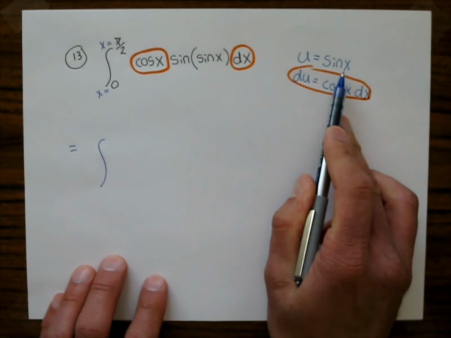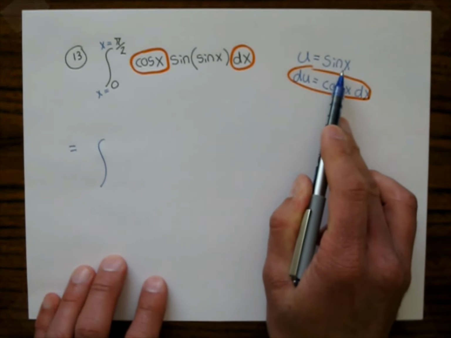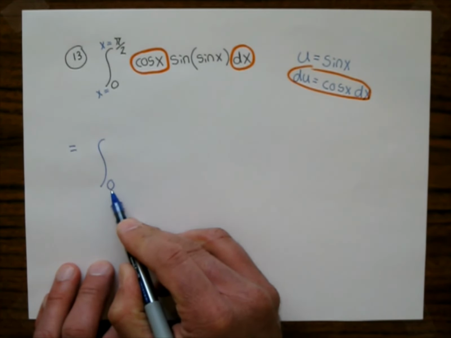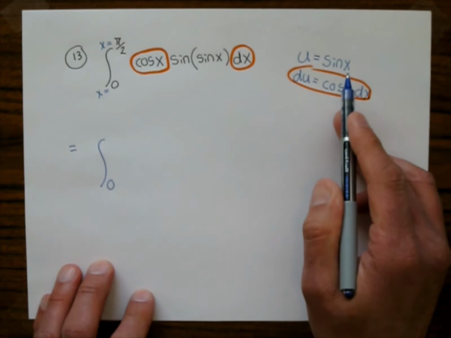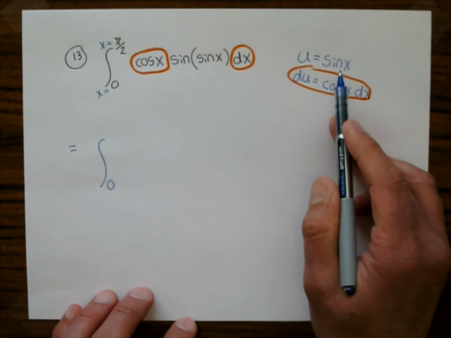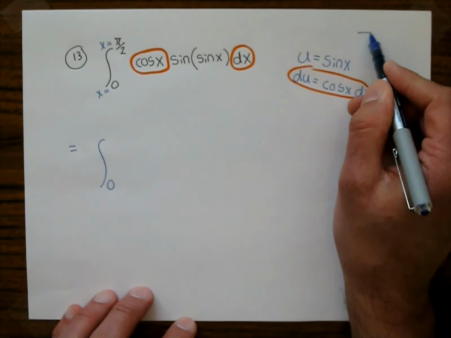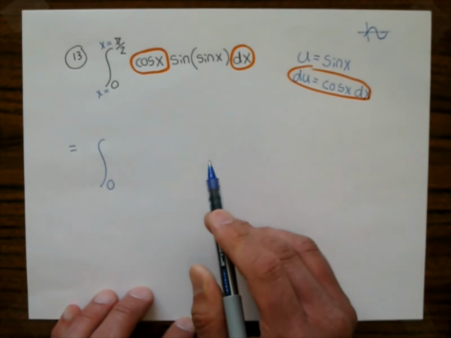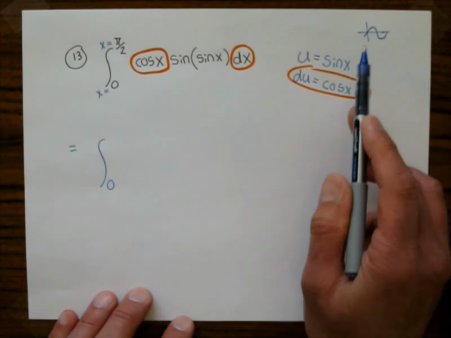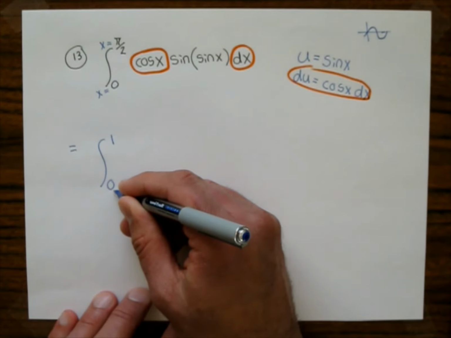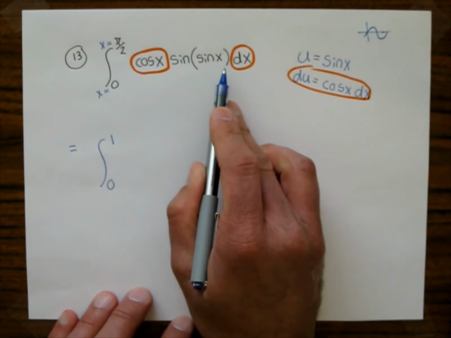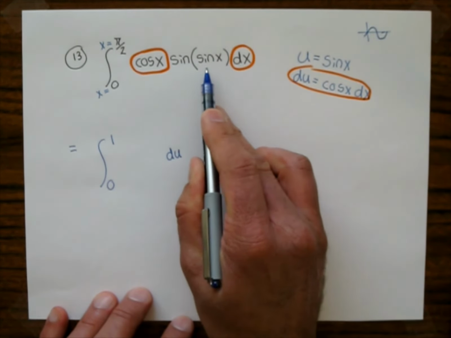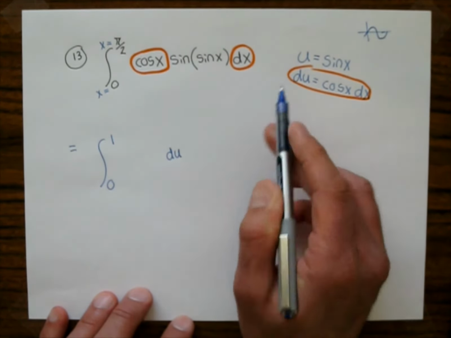What is the sine of x? Sine of 0 is 0. So that's u equals 0. And the sine of pi halves. I'm thinking of the sine graph, which goes like this. Some of you are just using your calculator to figure this out. What I'm going to end up getting is the value of 1. So u equals 0 to u equals 1. The orange part becomes a du. And the other part is the sine of the sine x. So this is the sine of u.